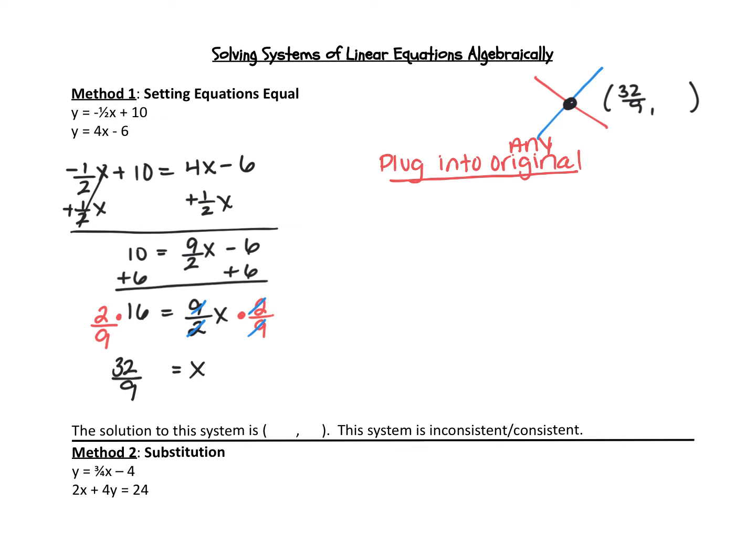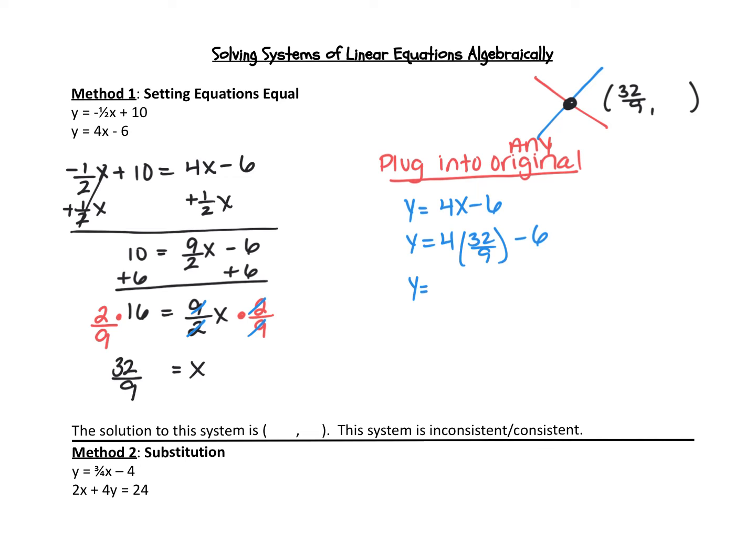So I'm going to choose to plug into the top one, or actually, no, I think I'm going to choose the bottom one. Bottom one doesn't have a fraction. It's probably a little bit easier to solve. So y equals 4x minus 6. So I'm going to plug in 32 over 9 in here, minus 6. So to simplify this, all you're going to do is put this into the calculator just the way you see it. Take a minute, pause the video, try it out, and then hit resume when you're ready.